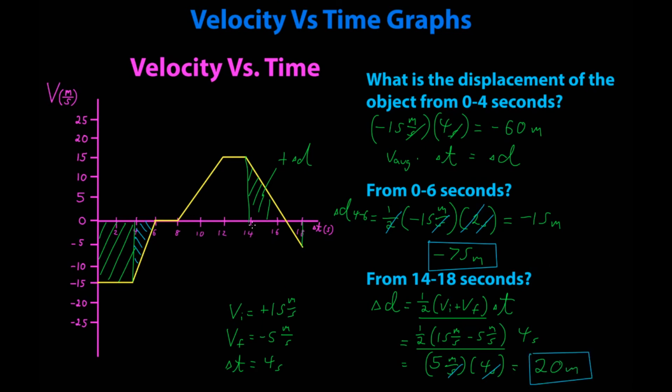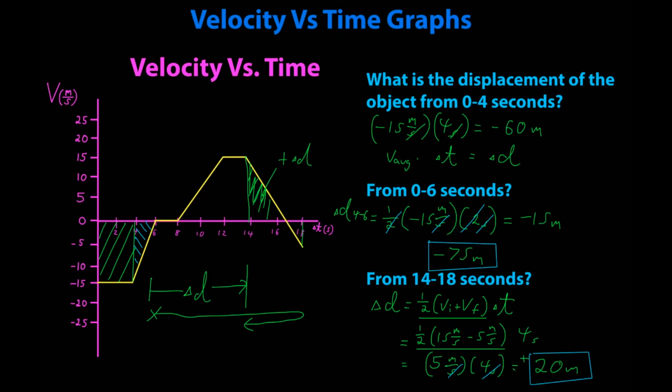So that means between 14 and 18 seconds, this object is first moving to the right, slows down, stops, then speeds up moving to the left. So if I could borrow the space, it is something like this. You're moving to the right, slow down, stop, move to the left, and then the data ends here. Their displacement from start to finish is still positive. And that's why we get positive 20 meters as our answer.